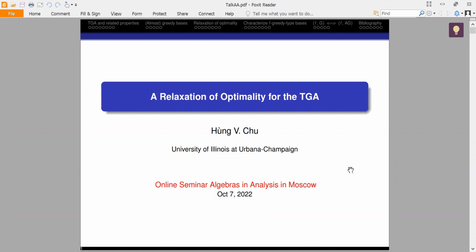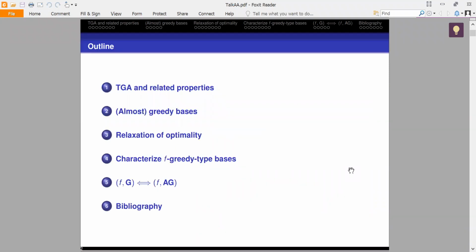Okay. So today I will talk about the thresholding gradient algorithm, or the TGA, and how we might relax the optimality for the algorithm. This is the outline. In section 1, we will discuss the TGA and some properties that will give us some information about how the TGA behaves. Remind us, please, what is TGA once more? TGA is the thresholding greedy algorithm.